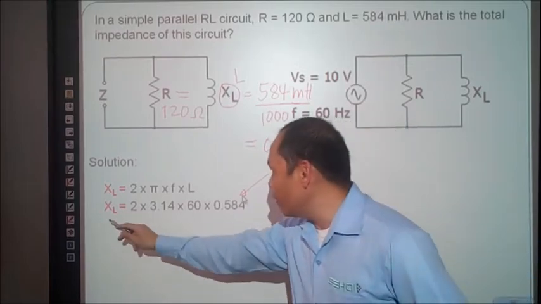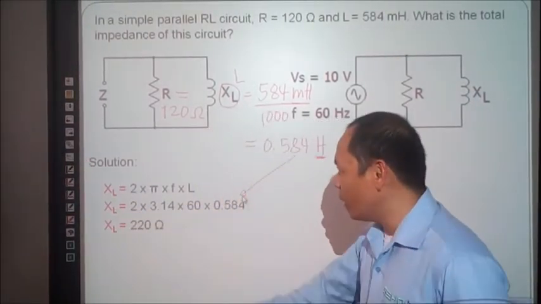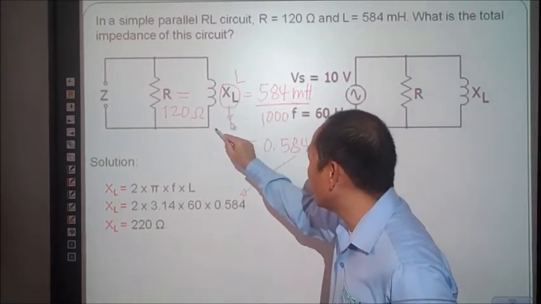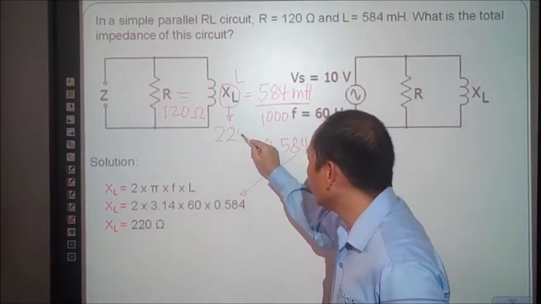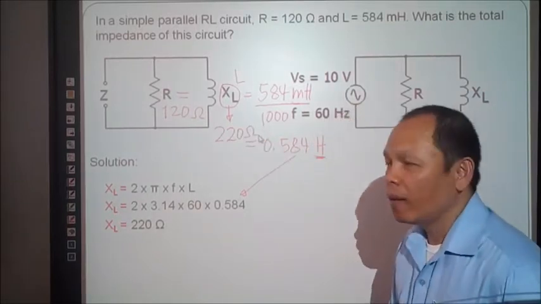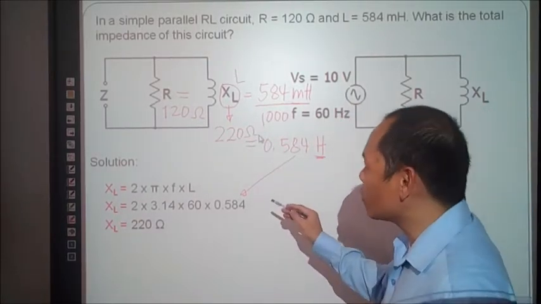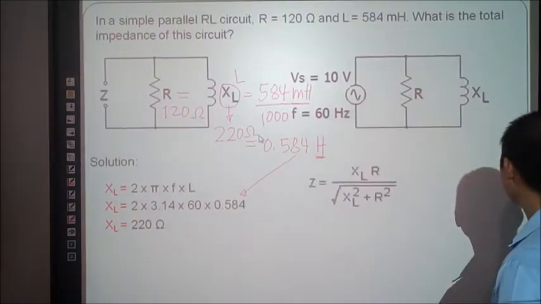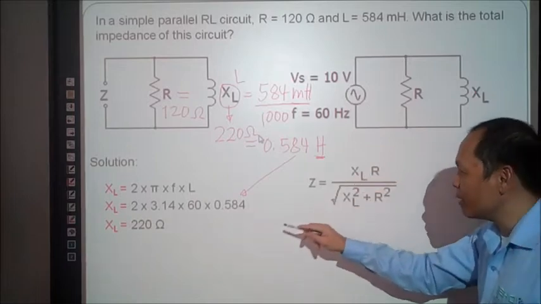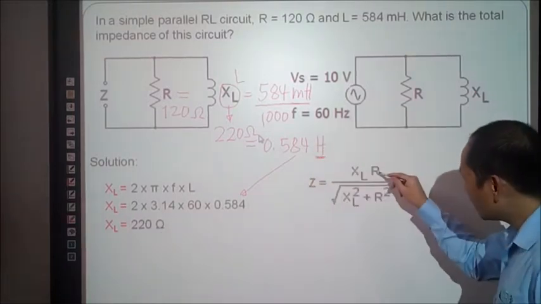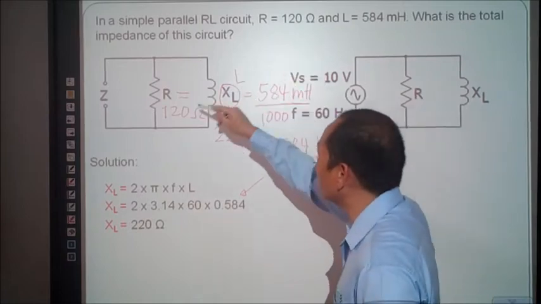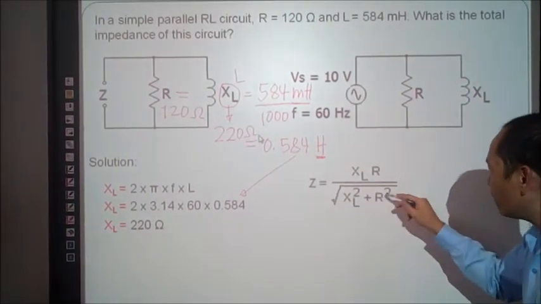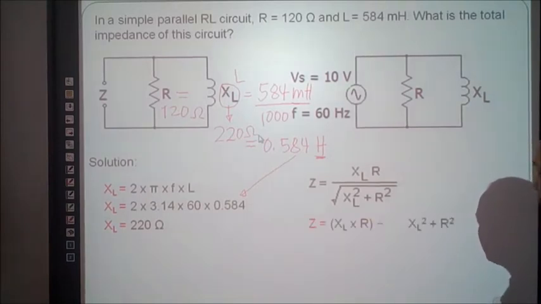Then you write it here. So what is now the value of XL? XL is equal to 220 ohms. Then you can now solve for the Z, the impedance. So what is the impedance? Substitute the value of XL, which is 220, and substitute the value of R, which is 120 ohms.